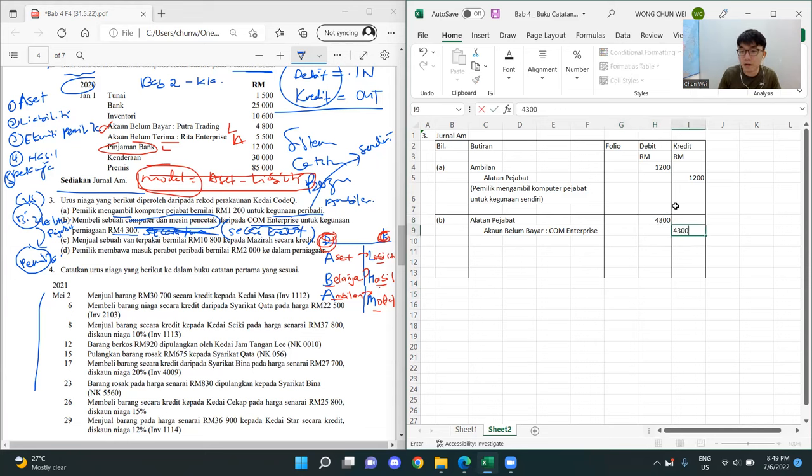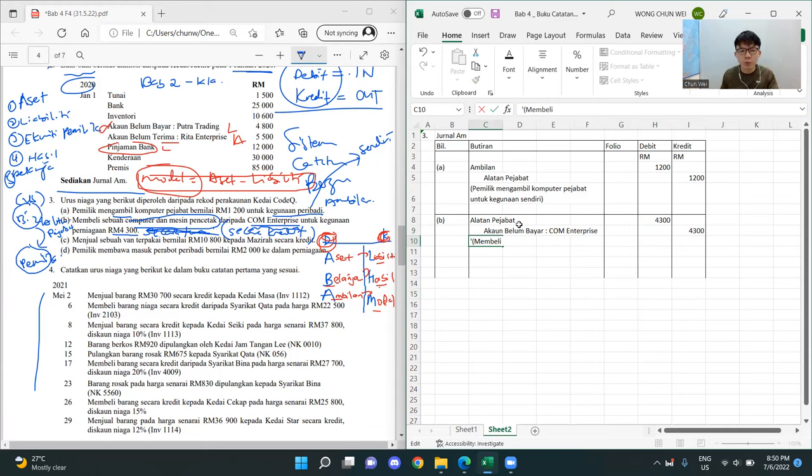So must be the same, huh? You can never be like here 4,000, then here 4,300. Double entry, must be imbang. All right, and the keterangan, don't forget. So what happened to this one? Then you can say, membeli. So membeli apa? Membeli komputer dan mesin pencetak.